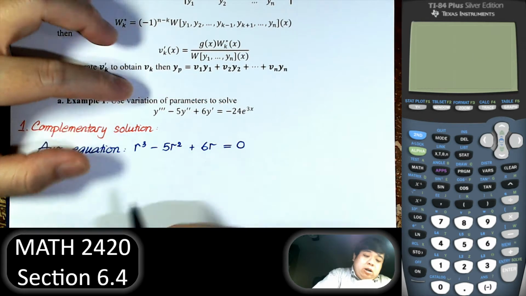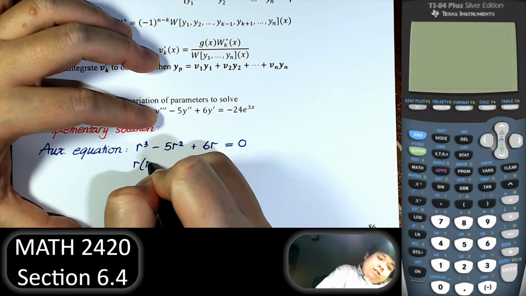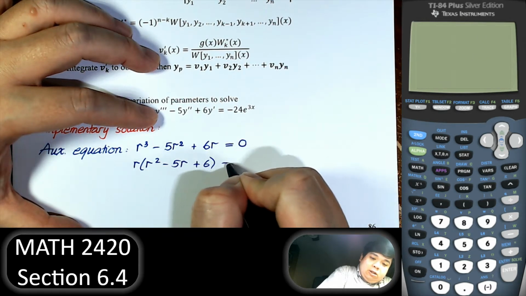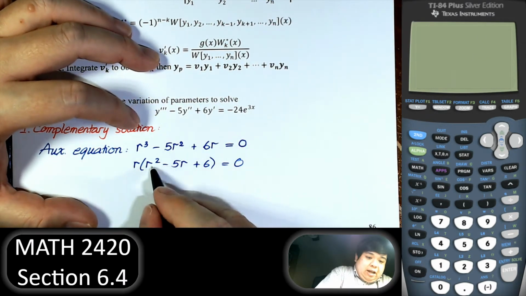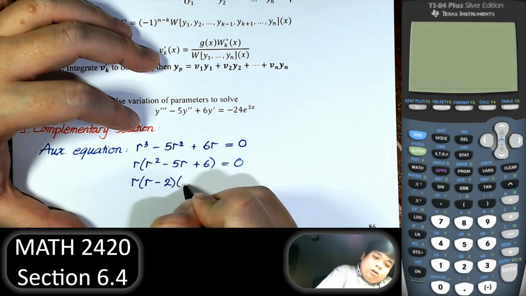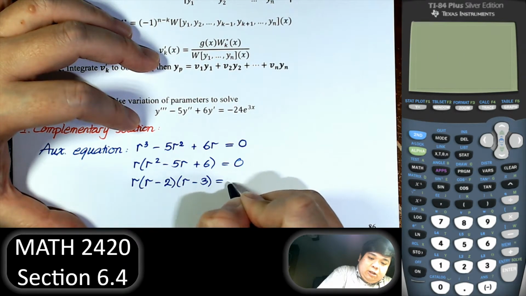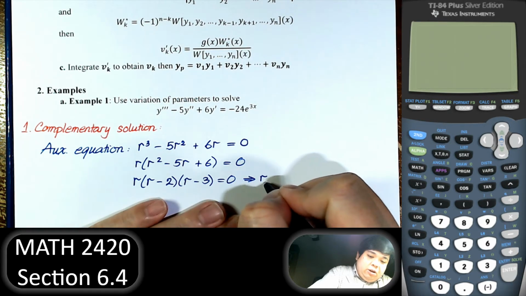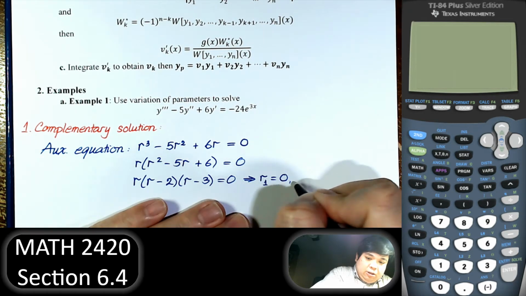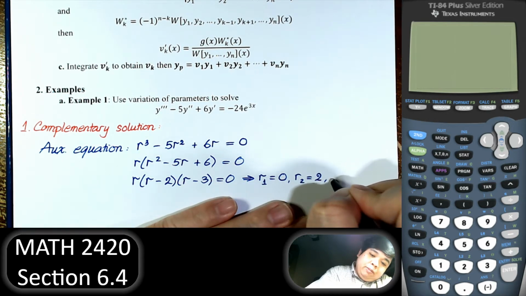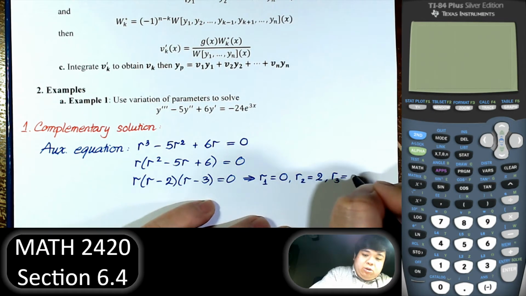And then we solve for r. I'll factor out the r. We have r squared minus 5r plus 6. And then factor one more time: r minus 2, r minus 3. So we will have r1 equal to 0, r2 equal to 2 since r minus 2 equals 0, and r3, r minus 3 equal to 0, so r equal to 3.